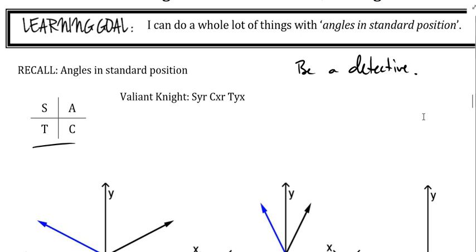Okay, so be a detective. We've got the CAST rule. We've got Sir Kicks or Ticks. You can use Sokotoa if you like. Sir Kicks or Ticks is nice. Now, there's one more thing we have to look at.